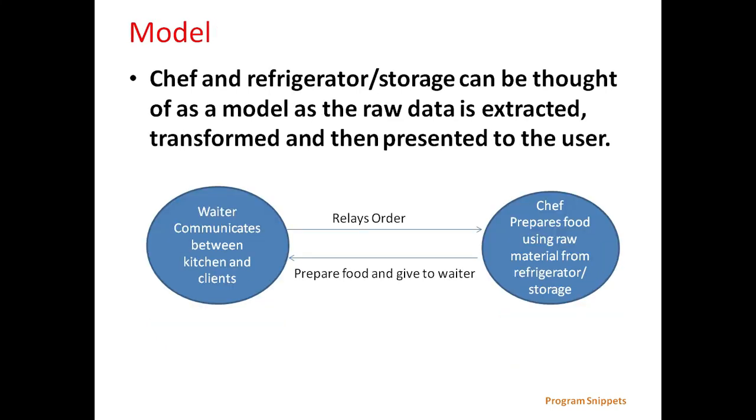And chef and refrigerator or storage can be thought as a model, as the raw data is extracted, transformed and then presented to the user. That is, the raw material is stored either in the refrigerator or storage. So the refrigerator, storage and the chef act as a model.